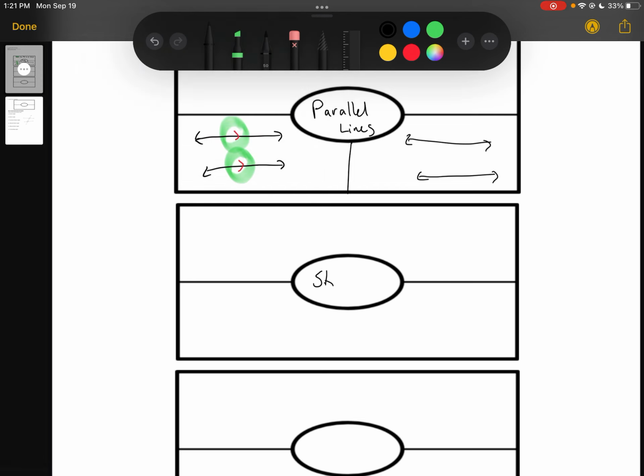Next, we have skew lines. These are lines that don't intersect and are not coplanar. So again, this is another example of lines that are not going to intersect, but this time they're on different planes.